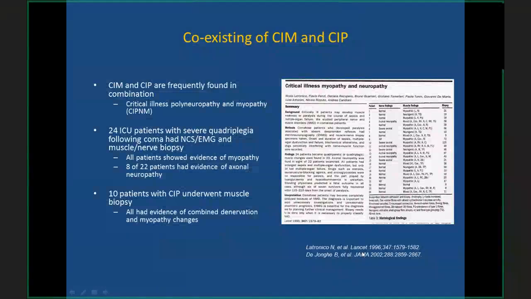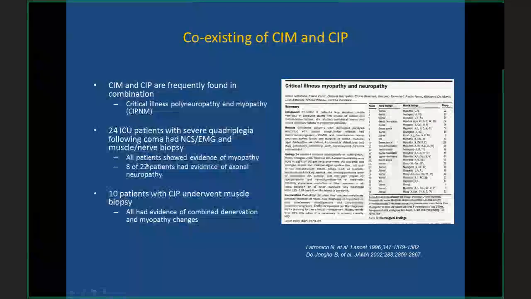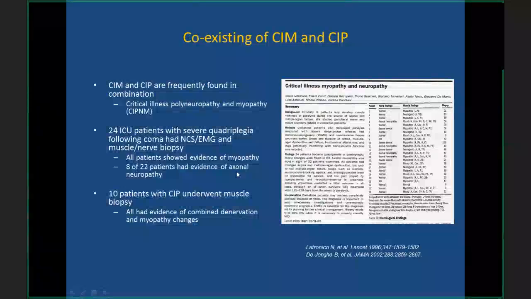There are several studies. The first study was done in 1996, and it showed 14 patients. All of them showed myopathy, but 8 of 22 patients showed evidence of neuropathy. So a lot of times there's a combination. Another study shows 10 patients with CIP. The muscle biopsy in all 10 patients found that all of them had some myopathic features. So the two conditions coexist in most cases.